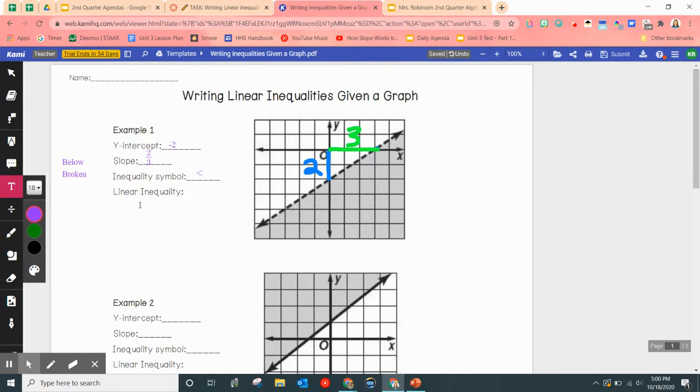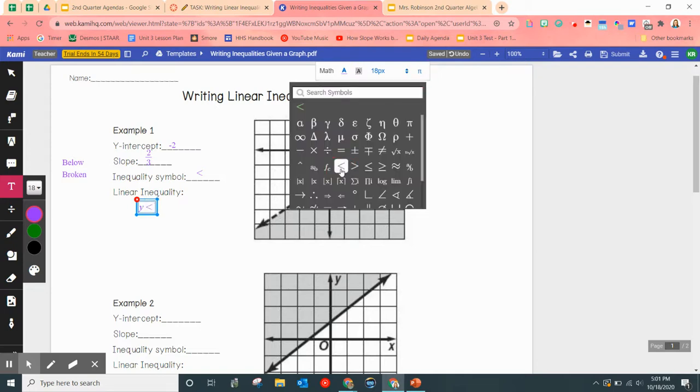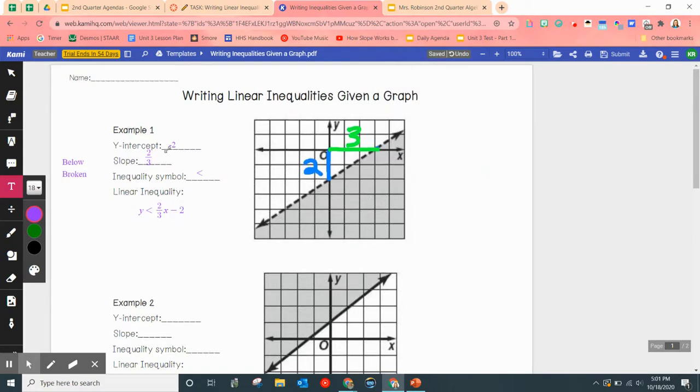So now we can come over here and we can actually write our inequality. Now you can write this with the drawing tool if you want, or we can use our math stuff over here. Click F. So it's y, then I click the little pi symbol. We know our symbol is less than, and then I'm just going to type the rest of my pieces over here. I know it's 2/3 x minus 2. Those are the other pieces that we found. But you're going to use these 3 pieces to write your inequality every time.